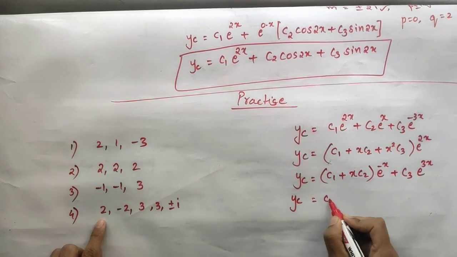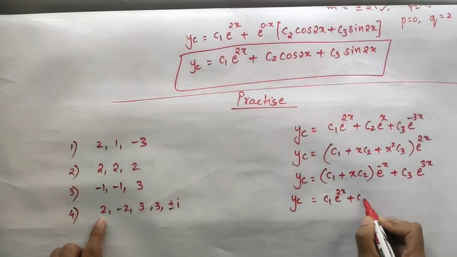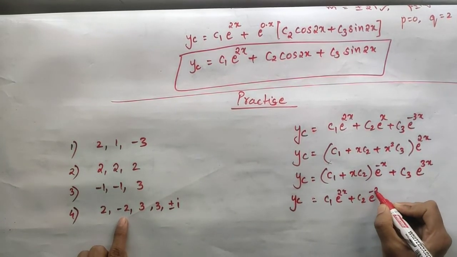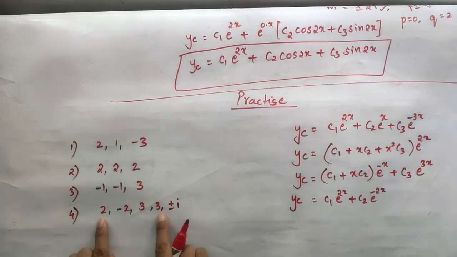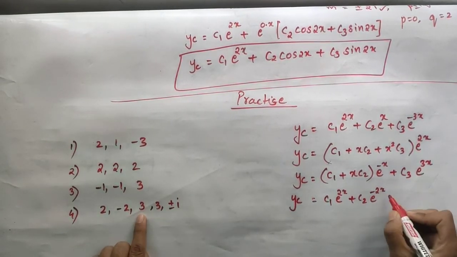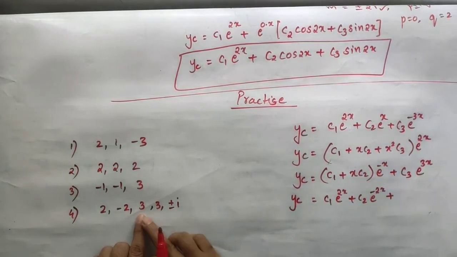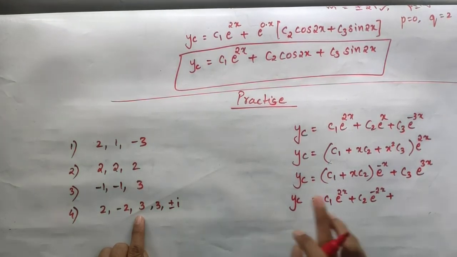You write it as C1 e to the power the first real root into x plus another constant C2 into e to the power the another real root into x, that is minus 2 into x. This part is done. Now you should continue writing. Now you have to write again plus. Continue your solution because still the roots are not over. So you have to continue and complete up till here. Okay, and your complete roots, include all of them in your solution.